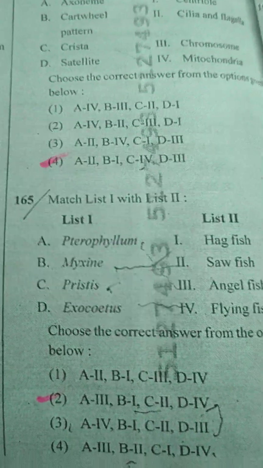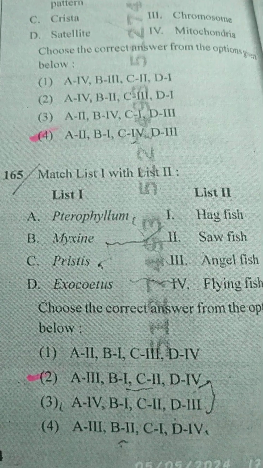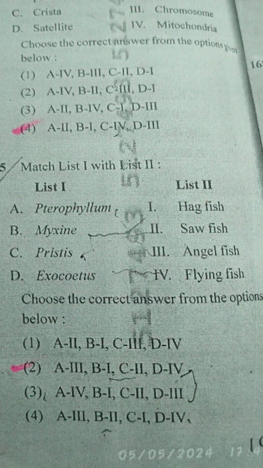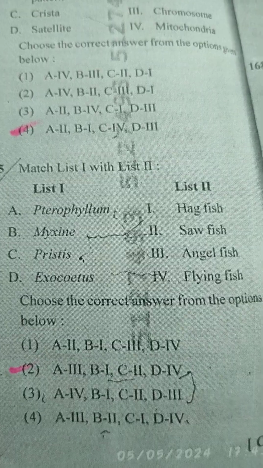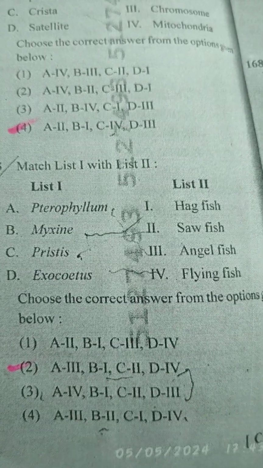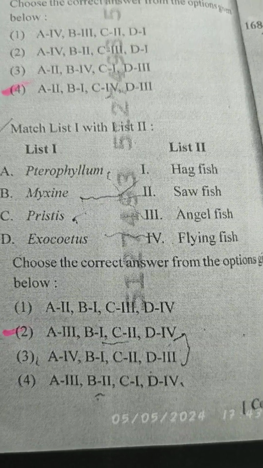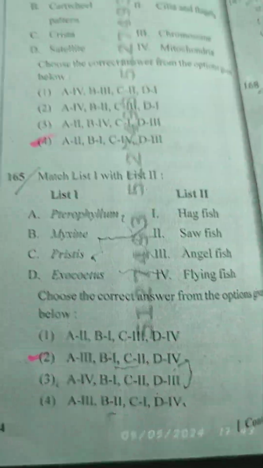Question number 165. List 1: A. Pterophyllum, B. Myxine, C. Pristis, D. Exocetus. List 2: 1. Hagfish, 2. Sawfish, 3. Angelfish, 4. Flying fish. Correct answer is 2: A3, B1, C2, D4.